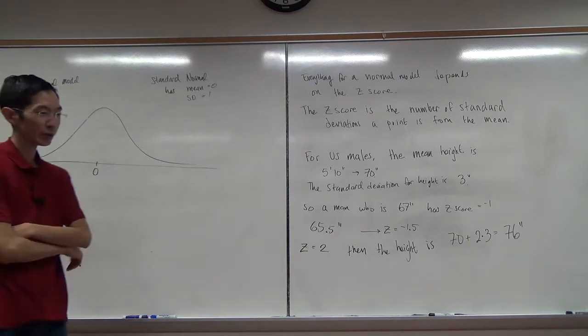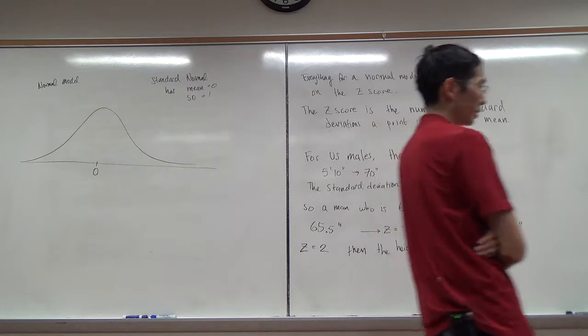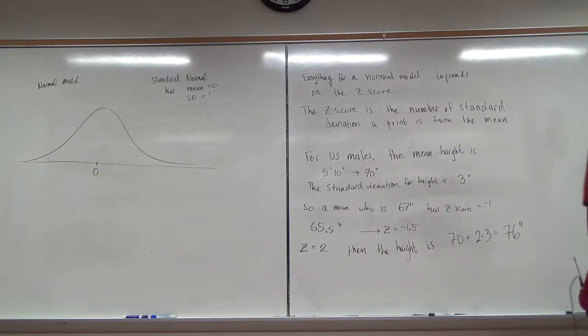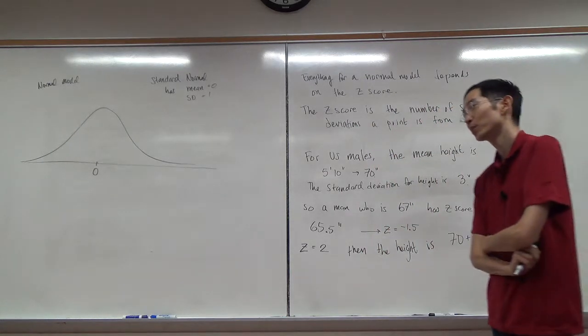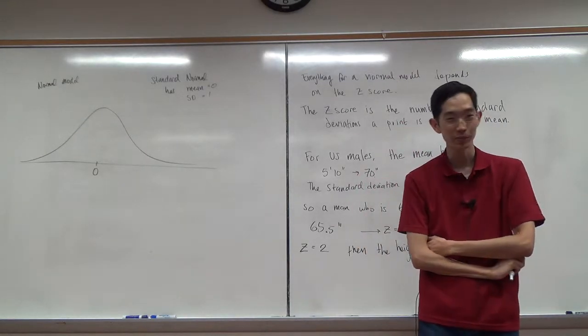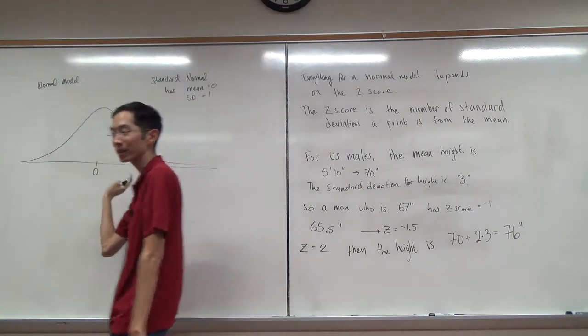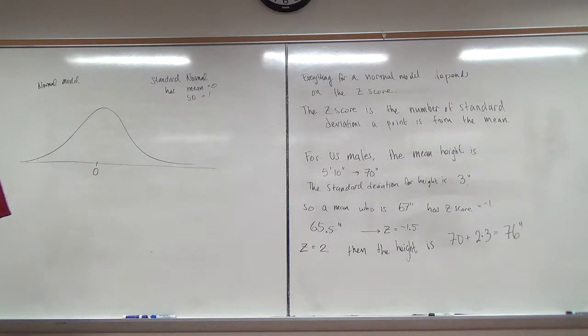So if a point has a value of 2 in the standard normal model, what is its z-score? 2, okay? On the standard normal model, whatever the value is, that is the z-score. So if the value is 0.765, the z-score is 0.765.